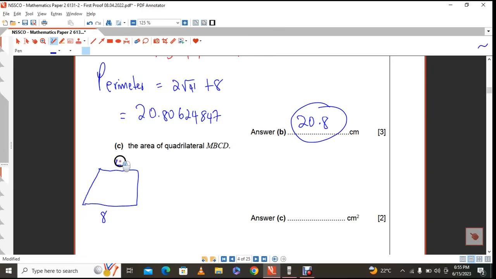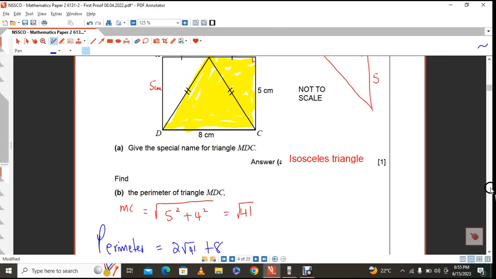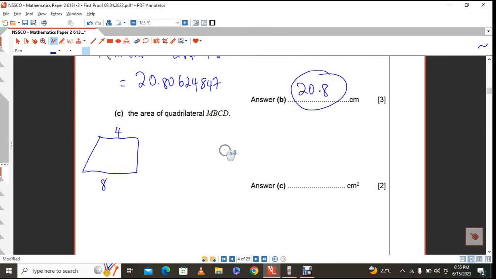So that was 8. That was 4. And the height, if we have to go back, is 5 centimeters. So the height of 5 centimeters. All right, so you have that height over there, so that's 90 degrees over there. So you're going to take that and you're going to say, okay, 4 plus 8 multiplied by 5, you're going to divide that by 2.